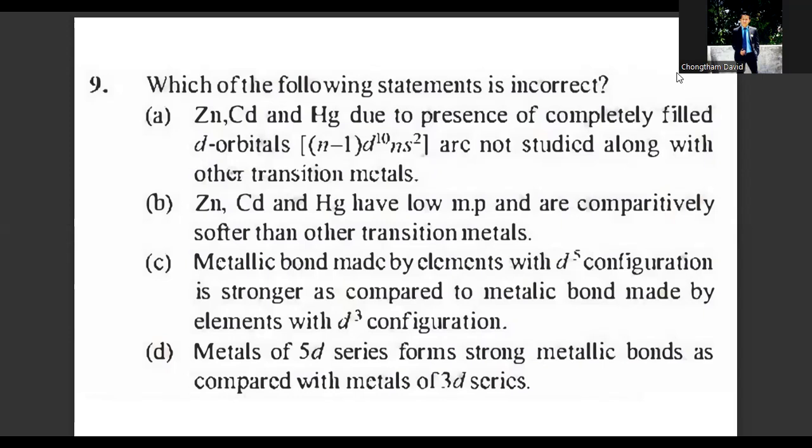So zinc, cadmium, and mercury, due to the presence of completely filled d orbitals in the ground state as well as in their common oxidation states, are not regarded as transition metals, but they are studied along with the transition metals. So the statement that zinc, cadmium, mercury, due to presence of completely filled d orbitals, that is the (n-1)d10 ns2 configuration, are not studied along with the transition metals is incorrect. They are also termed as the pseudo transition elements.